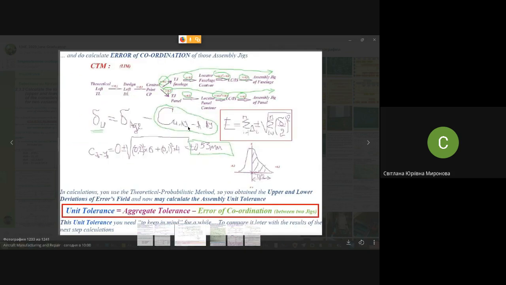And what do you do next? Next, you do what we have been talking about already for the whole hour. Look, unit tolerance equals aggregate tolerance minus errors, the error of coordination between two jigs. What is the error of coordination between two jigs? Here it's represented with a line, you see. Yes. Good children, you see. And it means that you need to work with these values. How to work with these values?